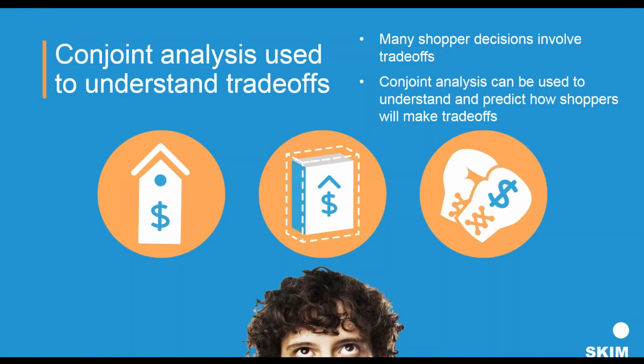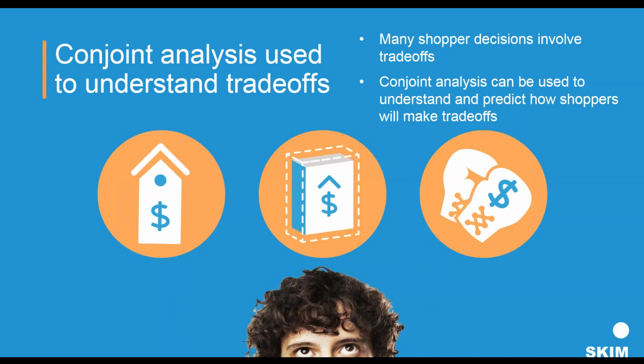So basically, conjoint analysis is used to understand trade-offs. So many shopper decisions involve trade-offs. For example, if your client wants to know what happens to my market share if I increase my price, or what if I increase the size of my pack and thereby increase the revenue by also charging more money, I might add some more cash flow to my company.